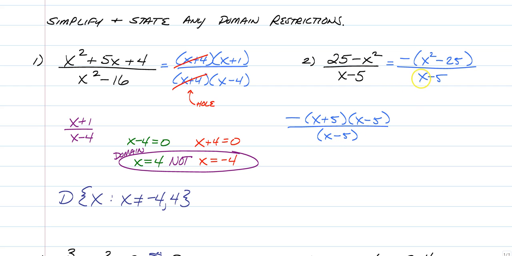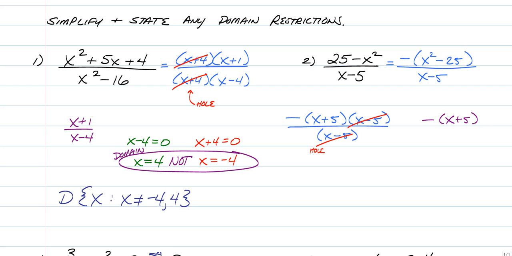Now notice I wrapped the denominator in parentheses. Those go together. You can't separate those. So if it helps you, keep them in parentheses. We can see that our x minus 5's cancel. Remember, that will create our hole. And our final answer is negative x plus 5.